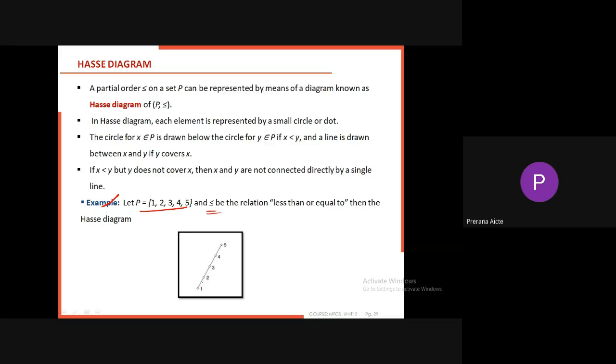So what is the meaning of this? If you see this, 4 is less than or equal to 5, 3 is less than or equal to 4, 2 is less than or equal to 3, 1 is less than or equal to 2. Like that we can assume this one.